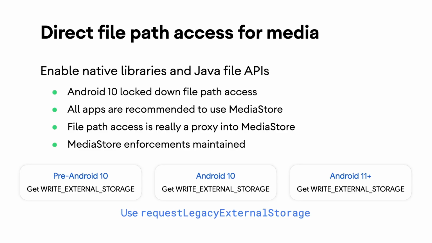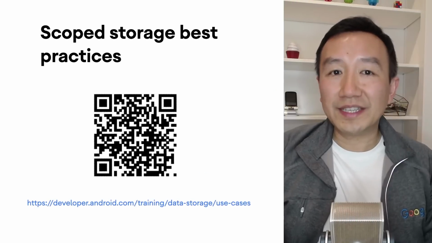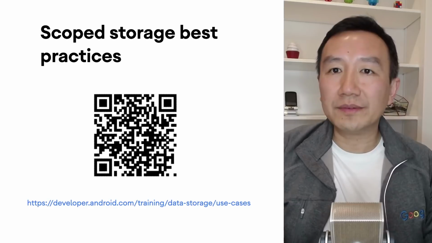If this is something your app needs, the recommended approach is to opt out of scoped storage with the manifest flag on Android 10. That'll give your app a uniform way of dealing with file paths across different versions. You can check out details on storage best practices here.